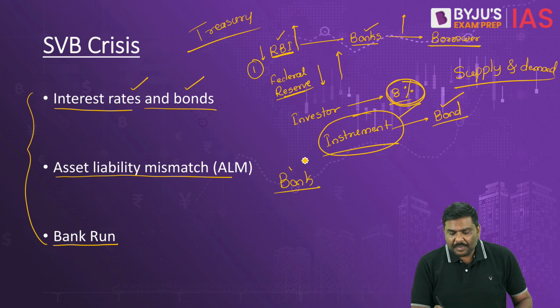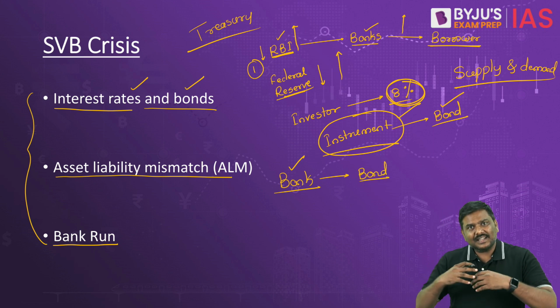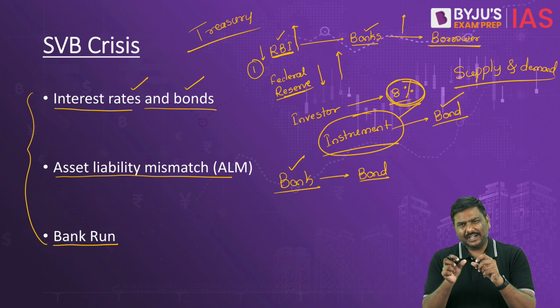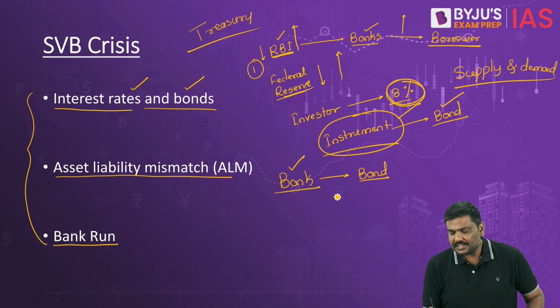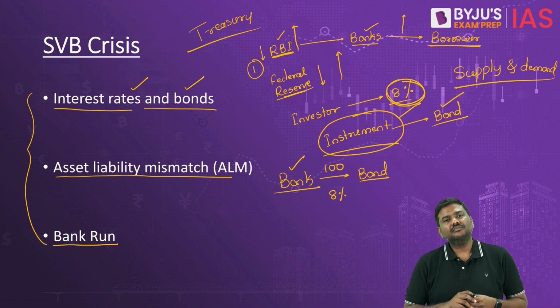Now imagine here is a bank which has invested and purchased government bonds. And when they purchased the government bond, the coupon rate, that is the interest rate on the bond, let's say is 8%, and the bank paid 100 rupees or $100 on the bond.